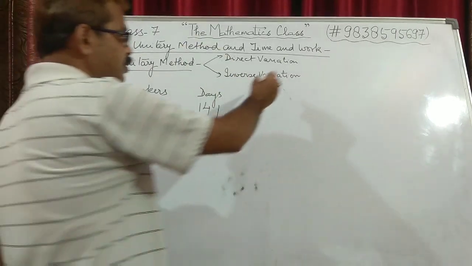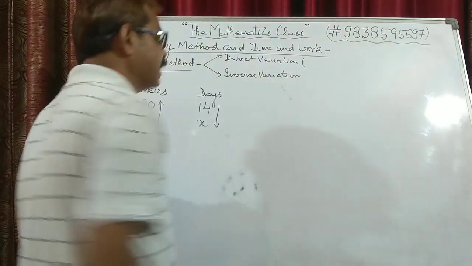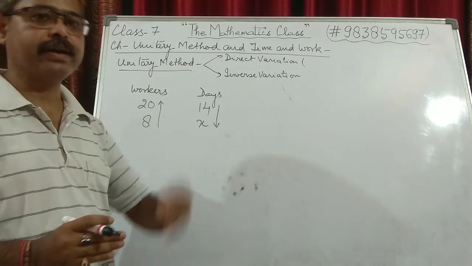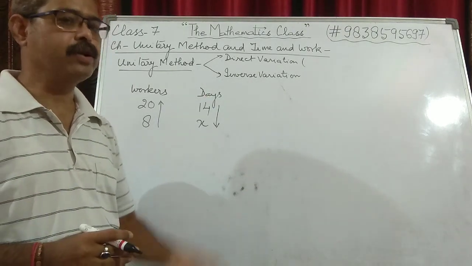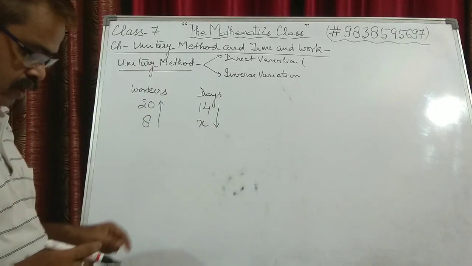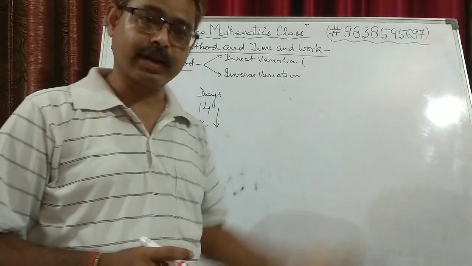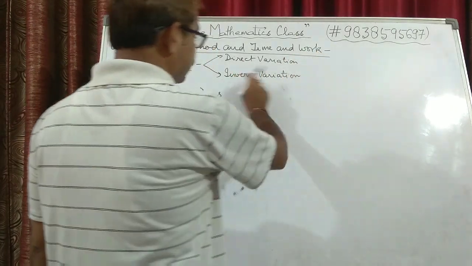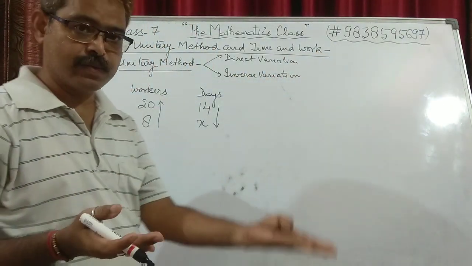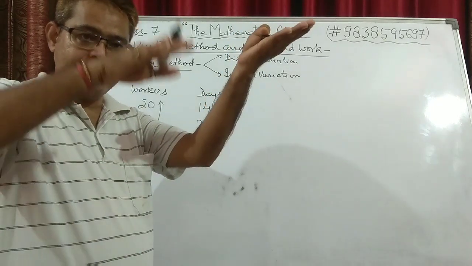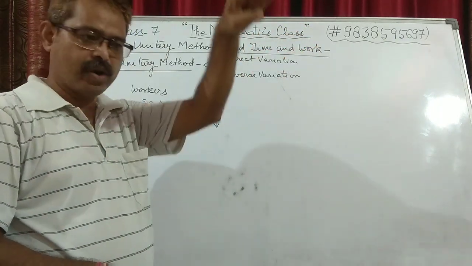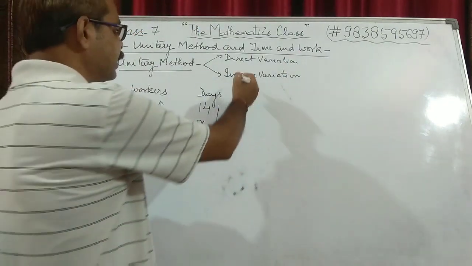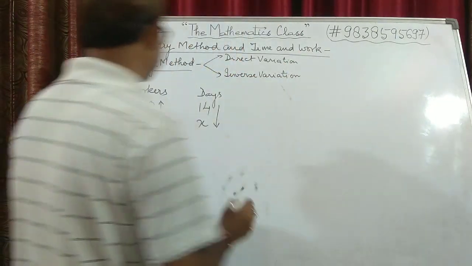Now you have understood what a direct variation is. Direct variation: if increase in one quantity results in increase of the other quantity, or decrease in one quantity results in decrease of the other quantity, that is known as direct variation. But what is inverse variation? If increase in one quantity results in decrease of the other quantity, or decrease in one quantity results in increase of the other quantity, then we say it is an inverse variation.